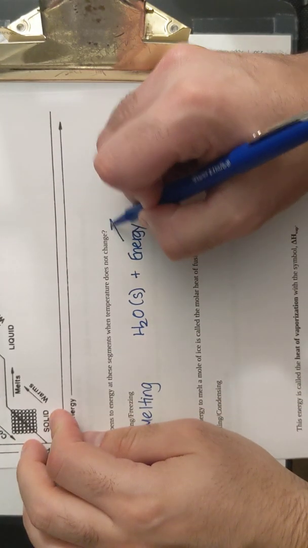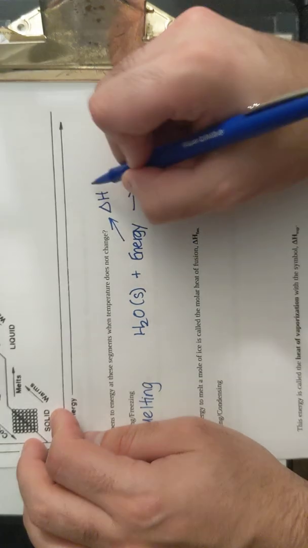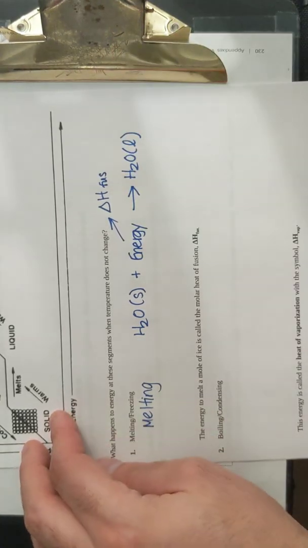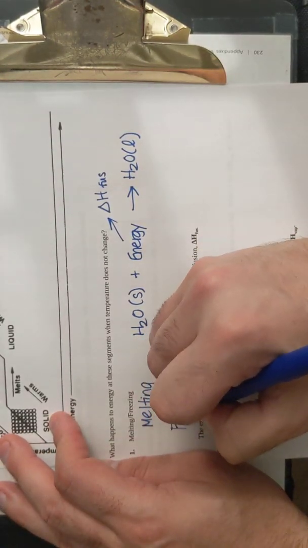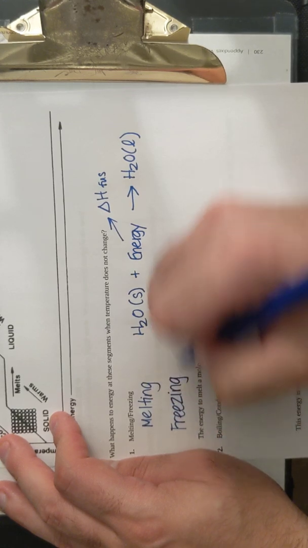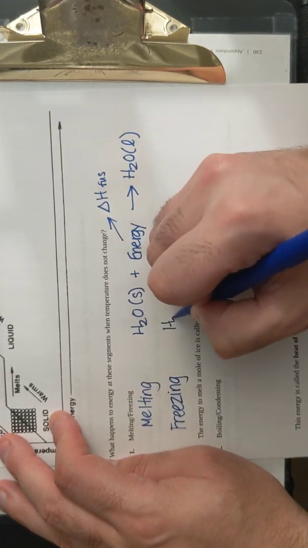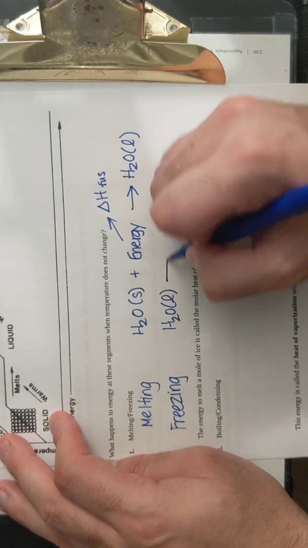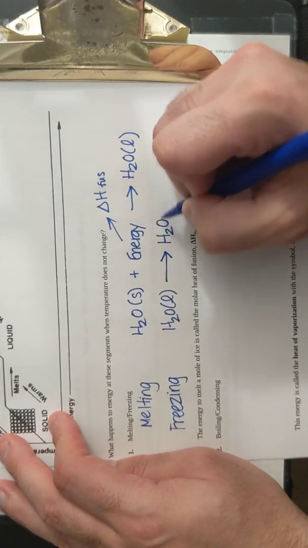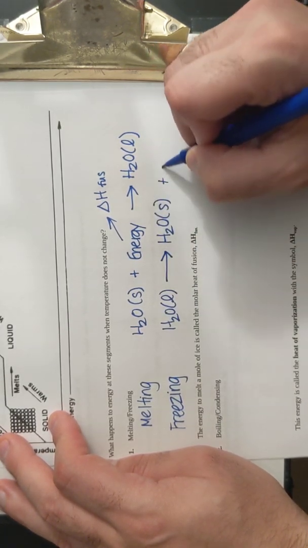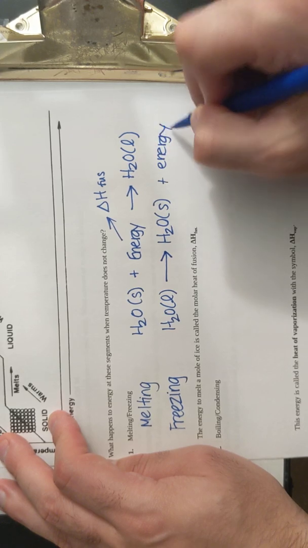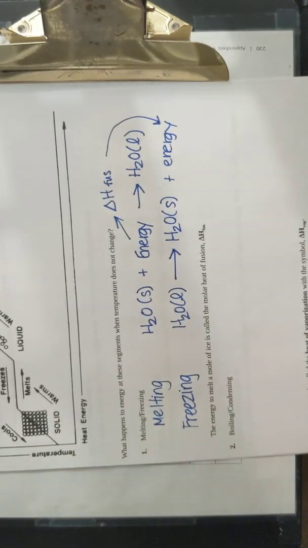This energy is known as delta H of fusion. I could also have freezing, which is the opposite process. I could have H2O liquid yields H2O solid plus energy. And it's the same energy, but a different sign.